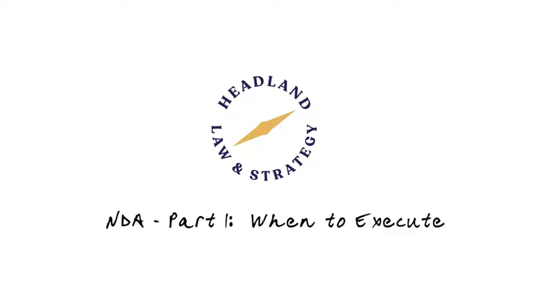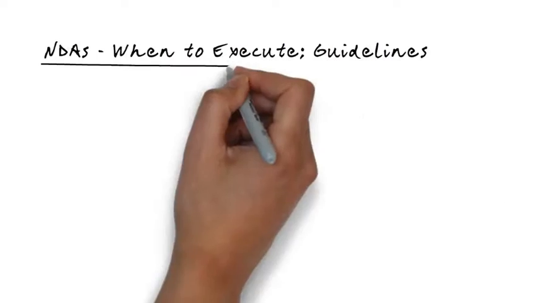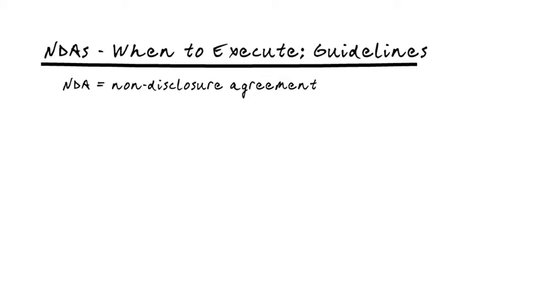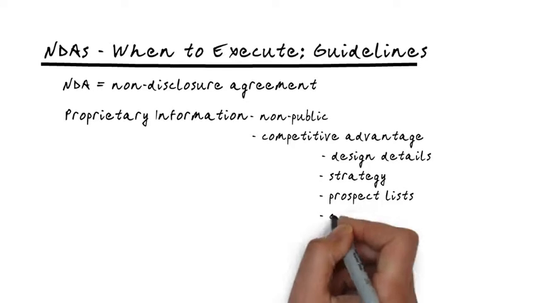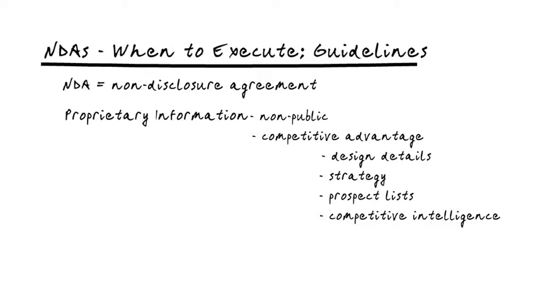An NDA, or non-disclosure agreement, is an agreement to treat certain information as confidential or proprietary, and only use or disclose it in agreed-upon ways. What is proprietary information? Non-public information that gives you some competitive advantage. For example, design details, business or marketing strategy, prospect lists, or competitive intelligence.